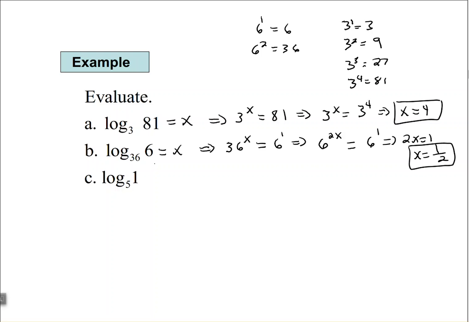Okay, and for the final one here, log base 5 of 1, again, let's create an equation. Let's rewrite the equation in exponential notation or exponential form. So base 5 raised to the power of x equals 1. Now if we can rewrite these sides to have the same base, then it makes it easier to solve. So I could rewrite 1 with a base of 5 because I know that anything raised to the power of 0 equals 1. So I know that 1 is equal to 5 raised to the power of 0.